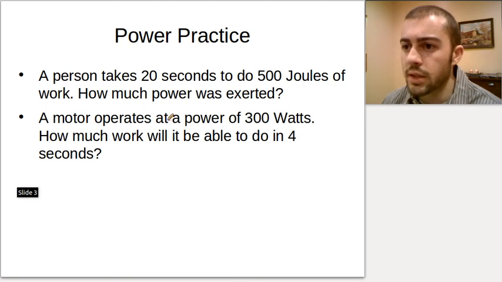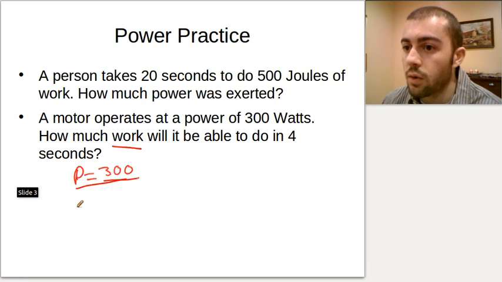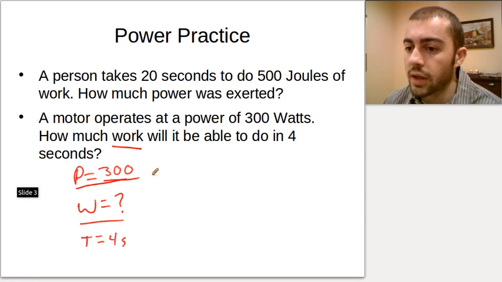So the second one, it says a motor has a power of 300 watts. How much work will it do in 4 seconds? All right, so here we have power is 300. We have work is our unknown, and we have time is 4 seconds.